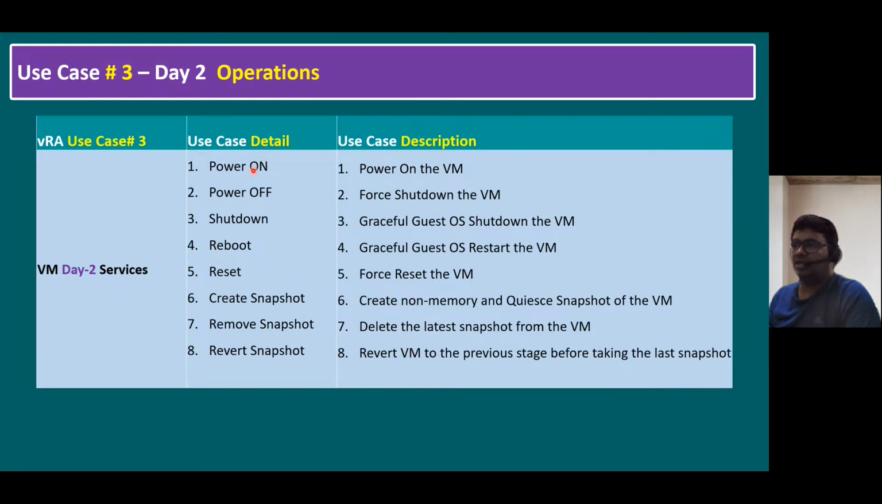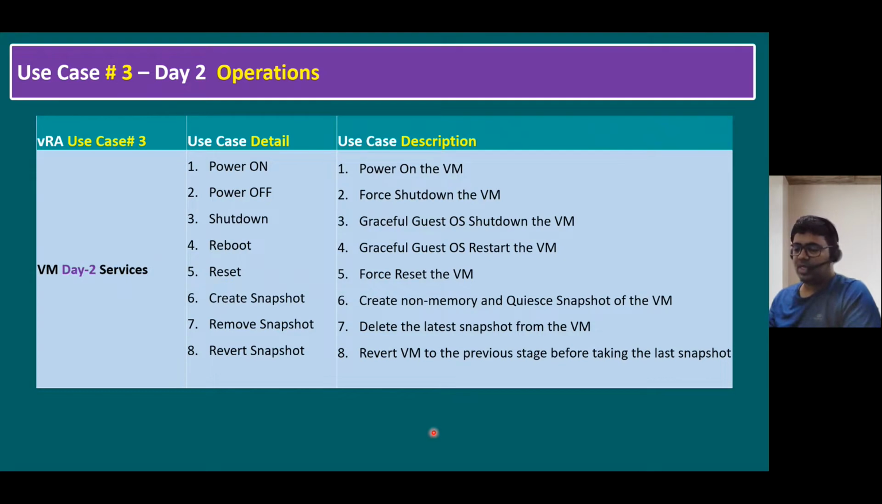And the use case scenario, whatever use case detail we have, that is a description. Sometimes we may require a force shutdown. If we are unable to shut down from the guest OS level, we'll use a force shutdown. And graceful guest OS shutdown, graceful guest OS restart, we can prepare one request for each item. This all comes under the day two services.